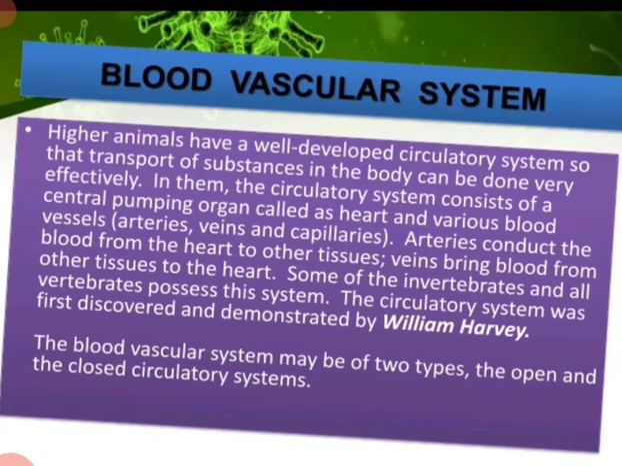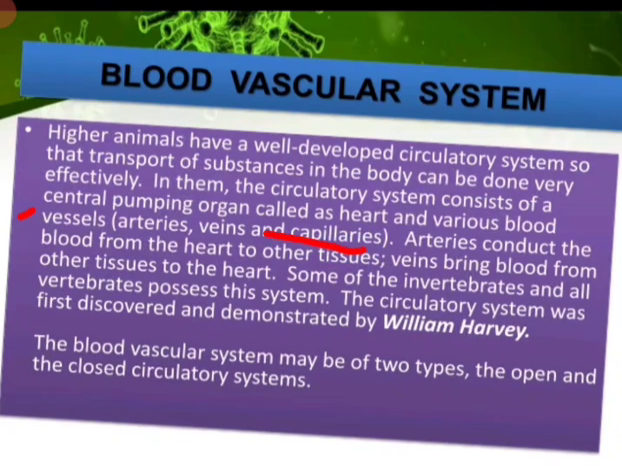What is the blood vascular system here? It was demonstrated by William Harvey. Higher animals have a well developed circulatory system to transport substances in the body very effectively. In them, the circulatory system consists of a central pumping organ, that is the heart, and the various blood vessels. So what are the main components here? The heart as well as the various blood vessels. Who are the blood vessels here? Arteries, veins and capillaries. Arteries conduct the blood from the heart to other tissues. Veins bring the blood from other tissues to the heart.